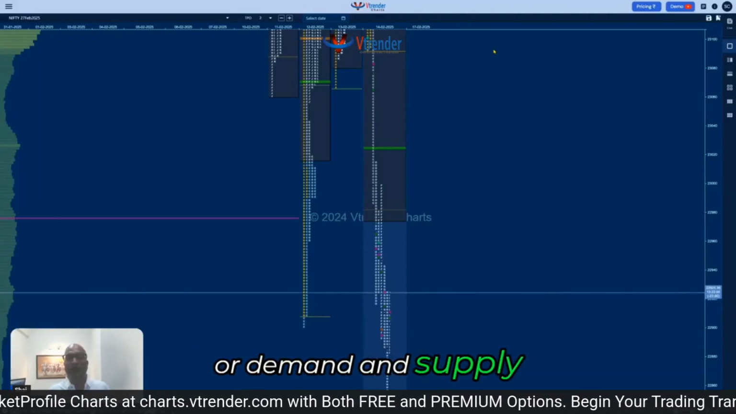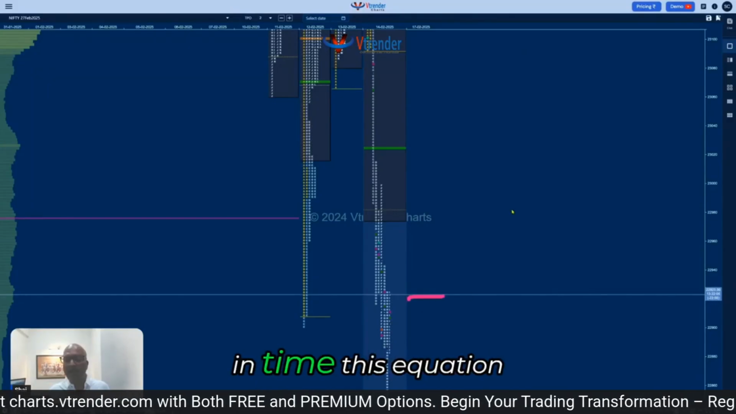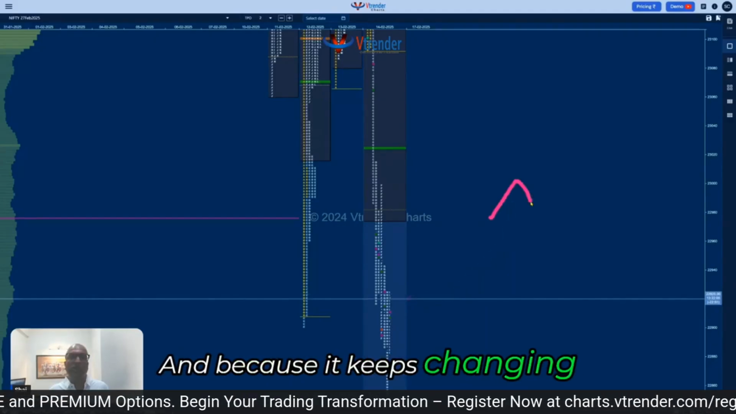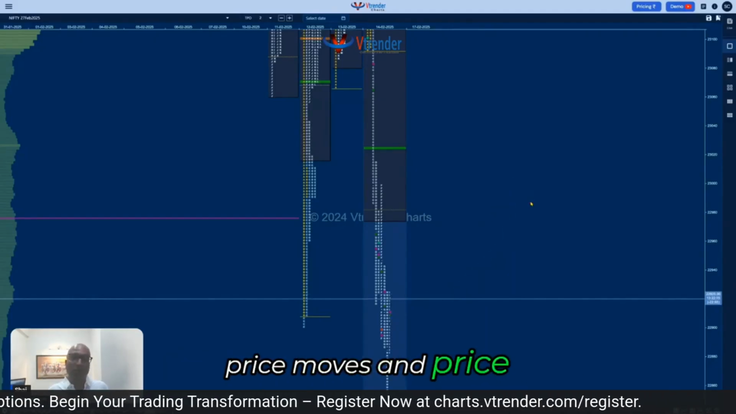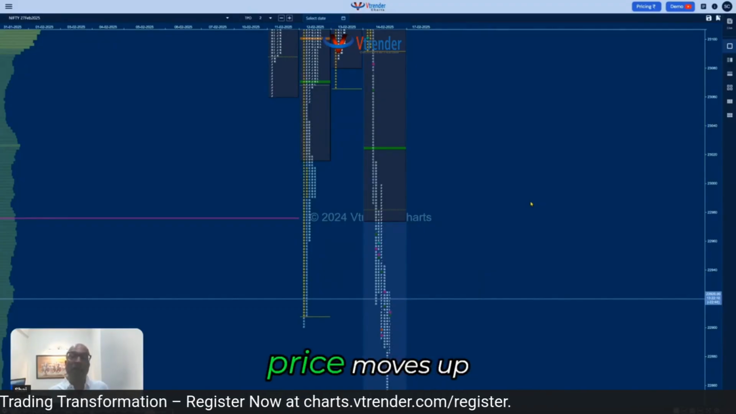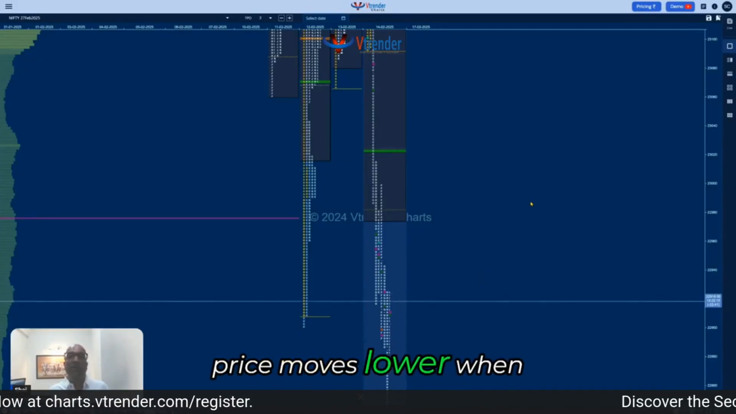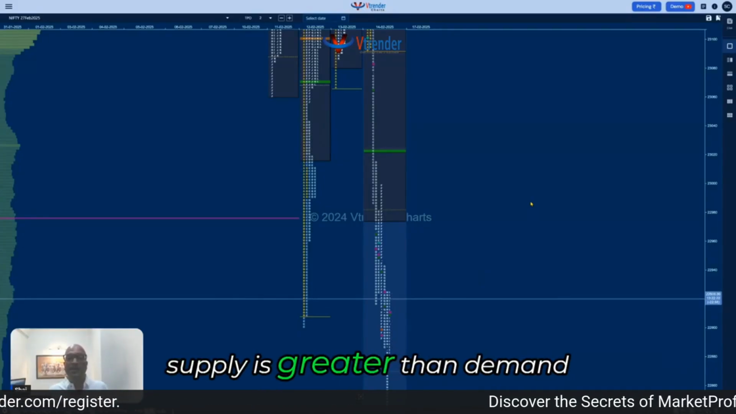or demand and supply. And at every point in time, this equation keeps changing. And because it keeps changing, price moves. Price moves up only when demand is greater than supply. Price moves lower when supply is greater than demand.